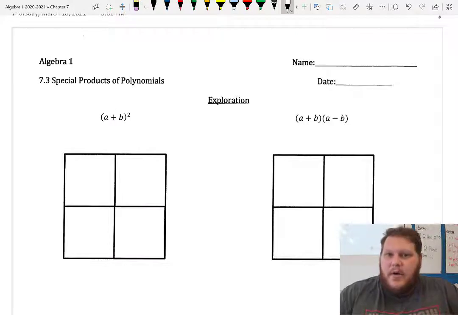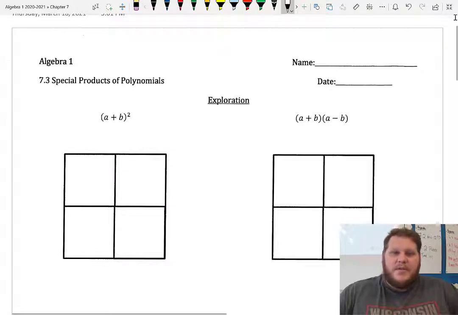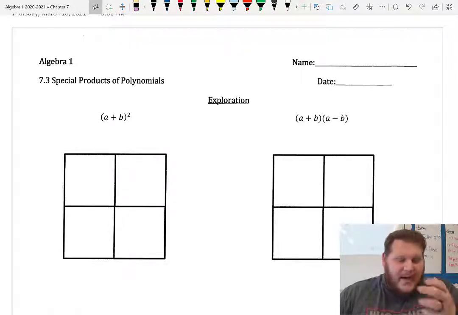But take it with a grain of salt. If they're super confusing to you and they just don't make any sense, that's okay for right now. You can still multiply the old school way. So we're going to look at a couple of just explorations first, just playing around with some different things to see what happens, to see if we can recognize some patterns.